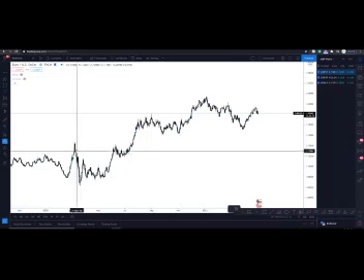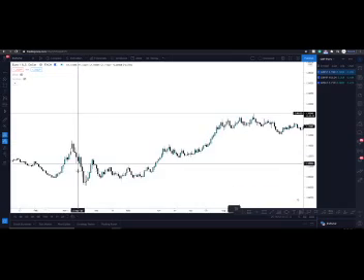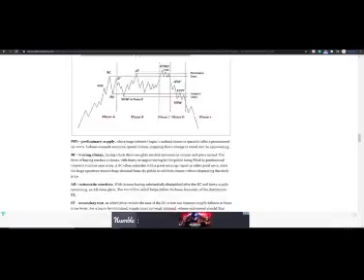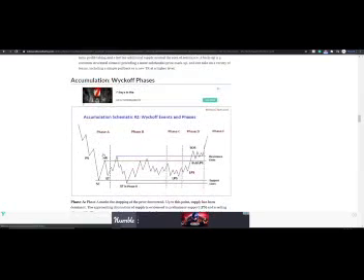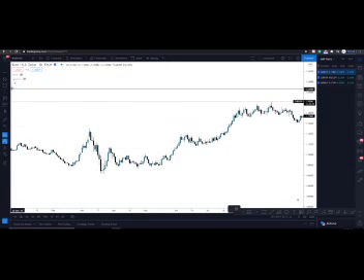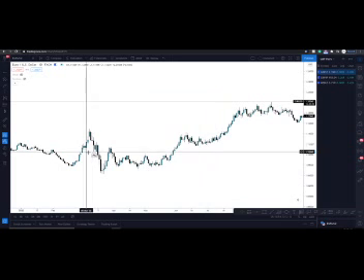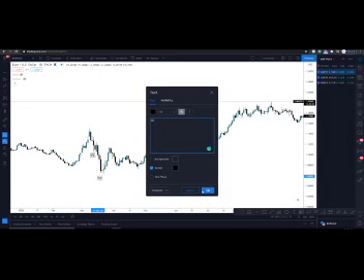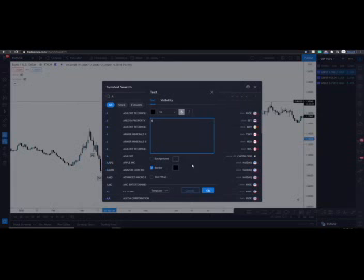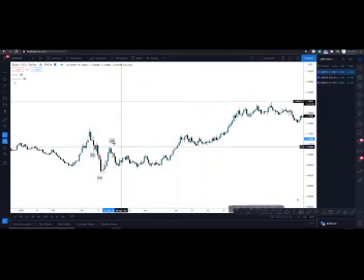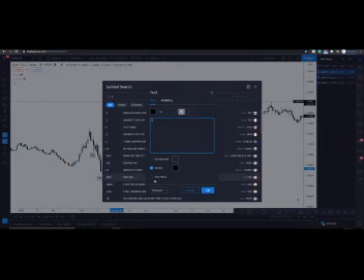Right here, you can see the market push down, and we can already see some of the schematic right here. So PS, where do we have the PS? Right here. I'm not going to go too deep into it, but right here, PS. After the PS, what do you have? You have the selling climax. You have the automatic rally. After the automatic rally, you have the secondary test.